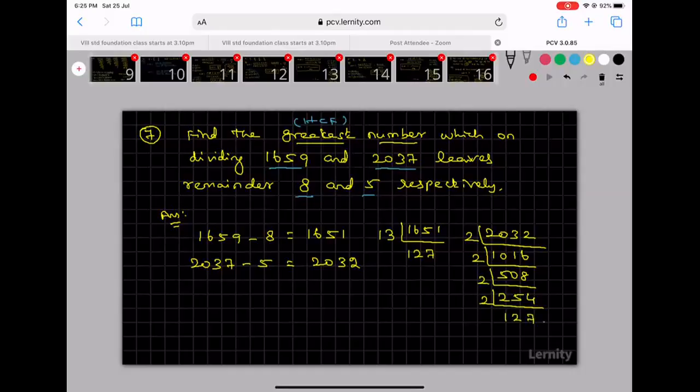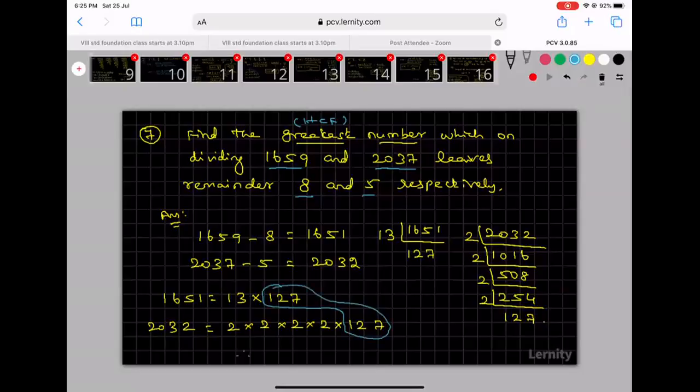So I can write 1651 as 13 into 127. And 2032 I can write as 2 into 2 into 2 into 2 into 127. So I want to find the HCF, the common value. Therefore the answer is 127. So 127 is the required number. That's it.